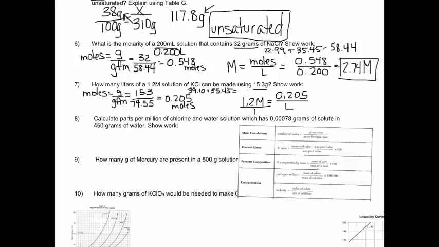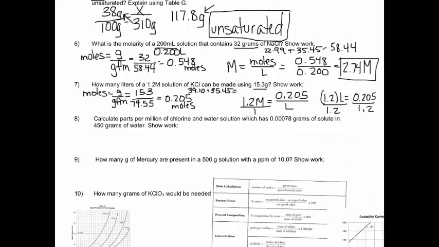So go ahead and put your molarity over 1 and cross multiply, and you'll get your 1.2 times the liters, and you're going to set that equal to the 0.205 moles. And then to get liters alone, you divide by 1.2. So we're going to have the 0.205 divided by 1.2, and we get our liters to be, I'm running out of room here, I write too big, 0.171 liters.